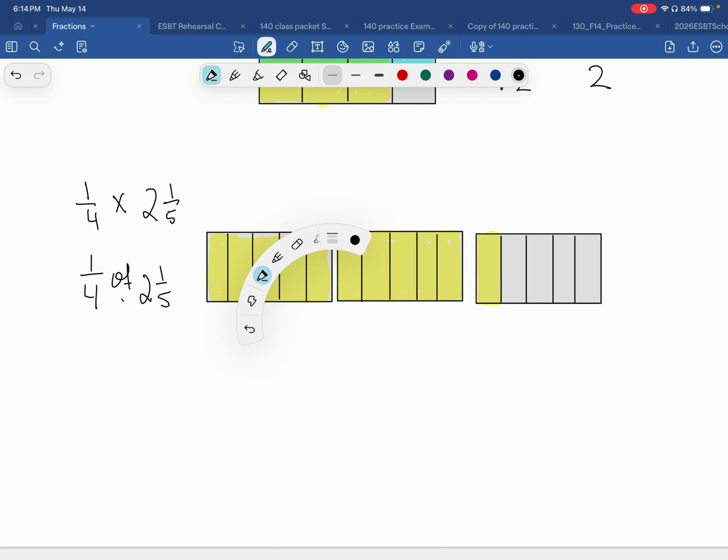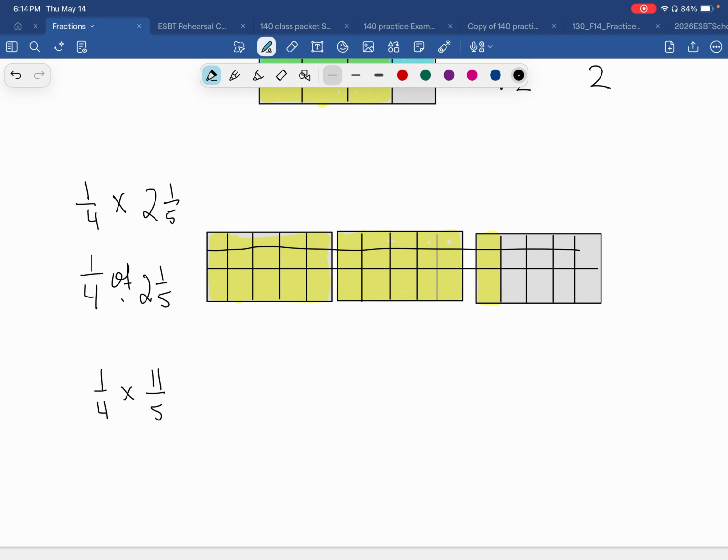Okay, so now you can see that I've turned them into all fifths, and I have 11 fifths, right? So if we had converted 2 and 1/5, that gives us 11 fifths, and we're taking 1/4 times 11 fifths. Okay, so that's how we get that improper fraction. And we want 1/4 of it. So I'm going to cut that whole thing into 4 rows. There we go. And the last one gives me those 2. And then I only want one of those 4 rows. So I want this top row.